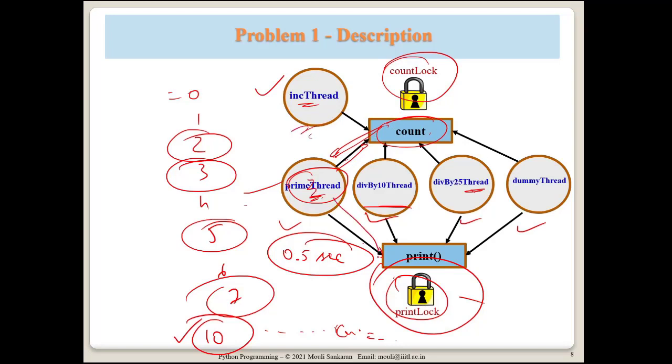If it is, then acquire the print lock. Don't acquire this lock and this lock together. It will be a deadlock. Acquire this lock, copy the value, release it. Your job is done. Similarly, then check it.